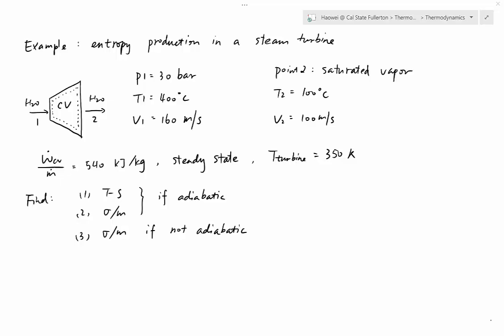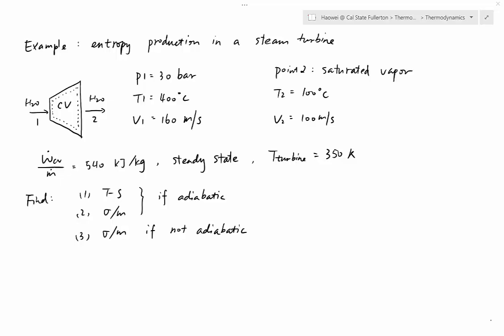At point 2, we know the phase of the water is saturated vapor, which means it's point G. T2 is 100 Celsius, and V2 is 100 meter per second. We also know W dot CV over M dot is 540 kilojoule per kilogram, and this number has to be positive because turbine generates work. Generating work must be positive. And the system is at a steady state. We know the temperature of the turbine is 350 K. Essentially, this is the temperature of the boundary.